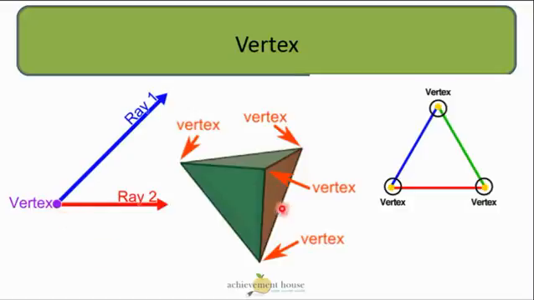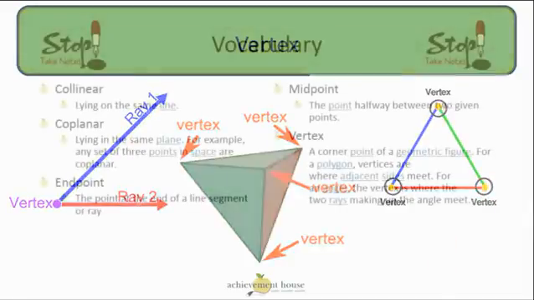It can also be where sides meet. So the sides of this solid all meet at a vertex, and there's different vertexes. And if you look at this triangle, each line segment meets at a vertex. So these 2 line segments meet at this point. That's the vertex, one of the vertexes for this shape.